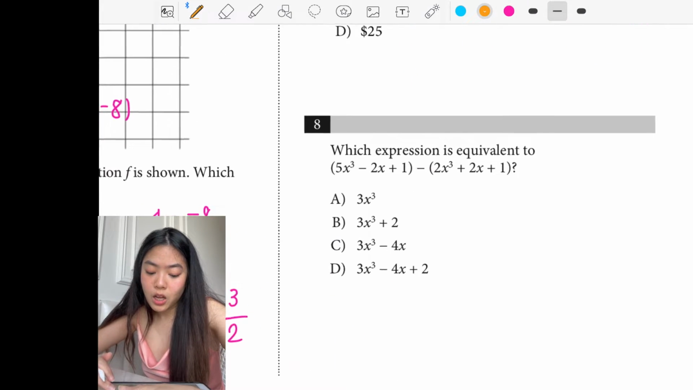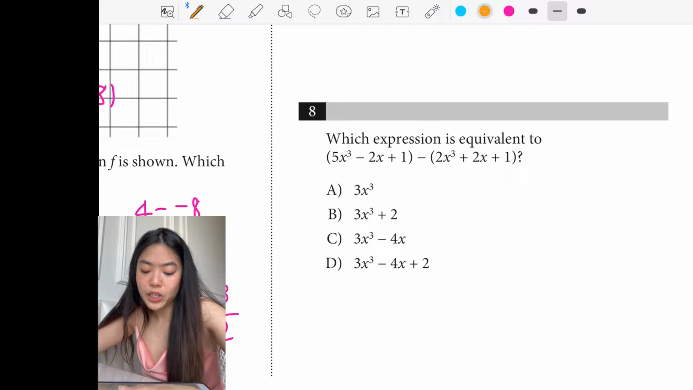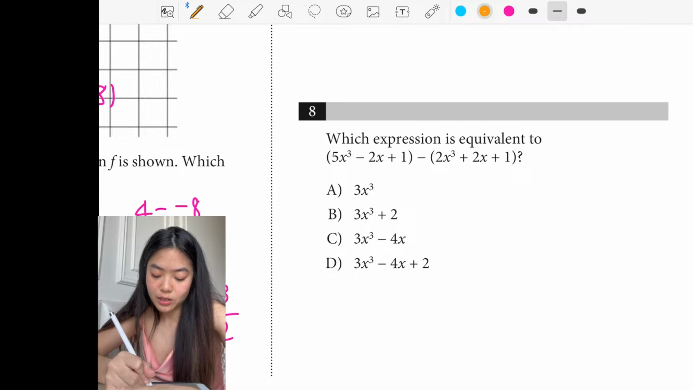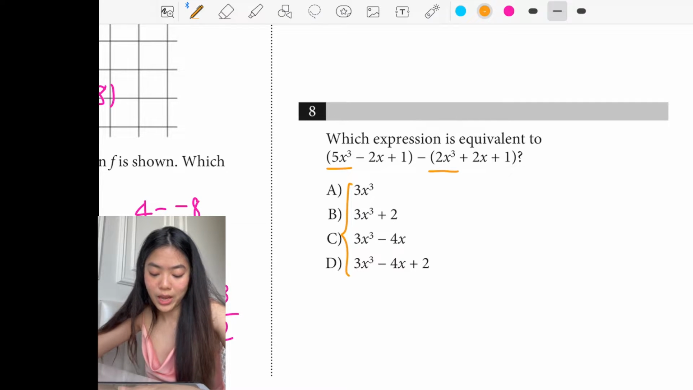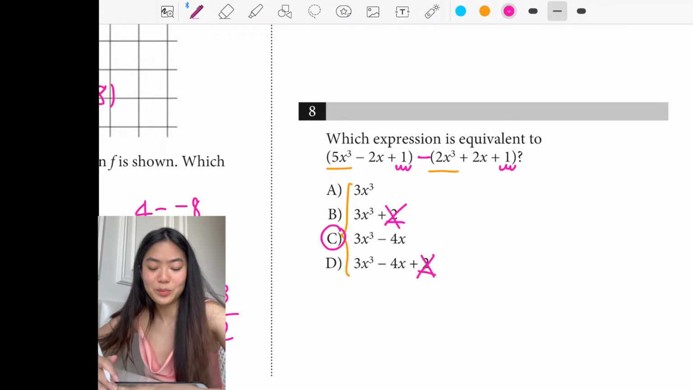Question 8. Which expression is equivalent to this? So I would do 5x cubed subtract 2x cubed. So all of this has 3x cubed. Then I would focus on the rest here. 1 subtract 1 is 0. 1 subtract 1 is 0. So it means there is no such value adding up here. Then the answer is D.